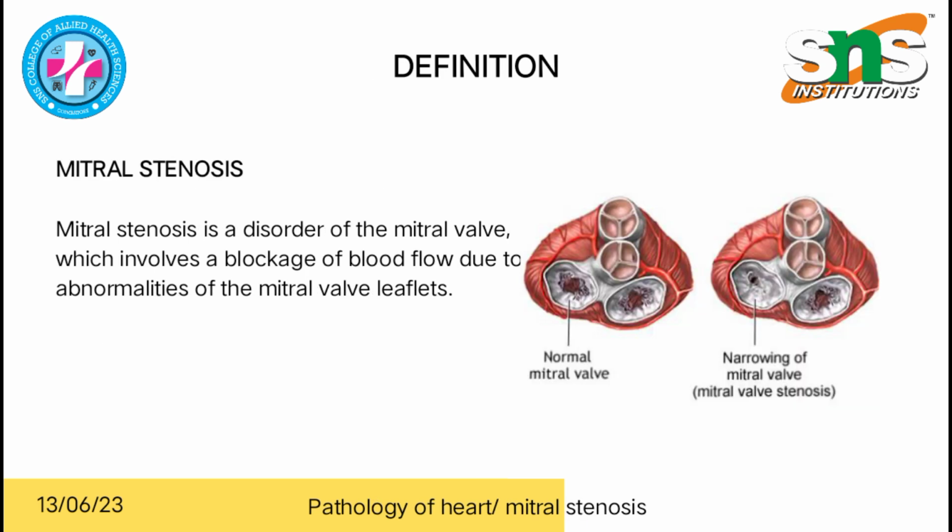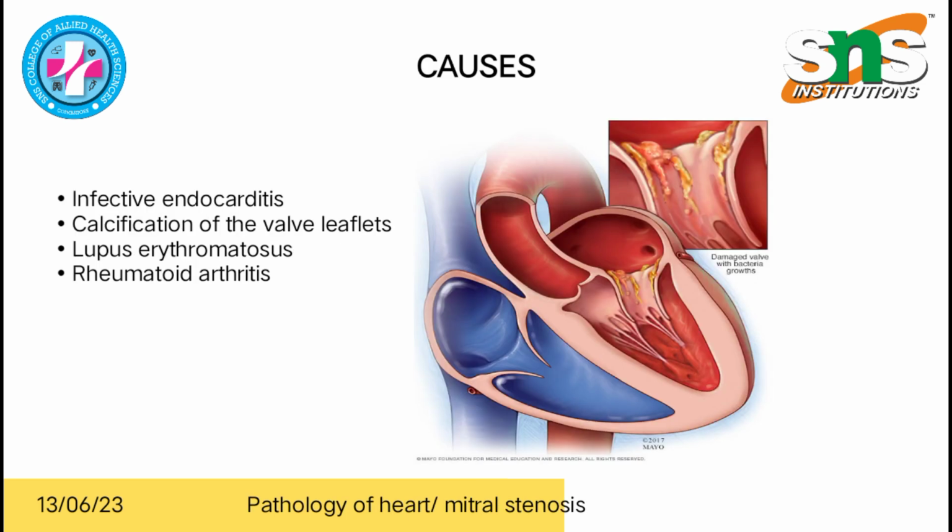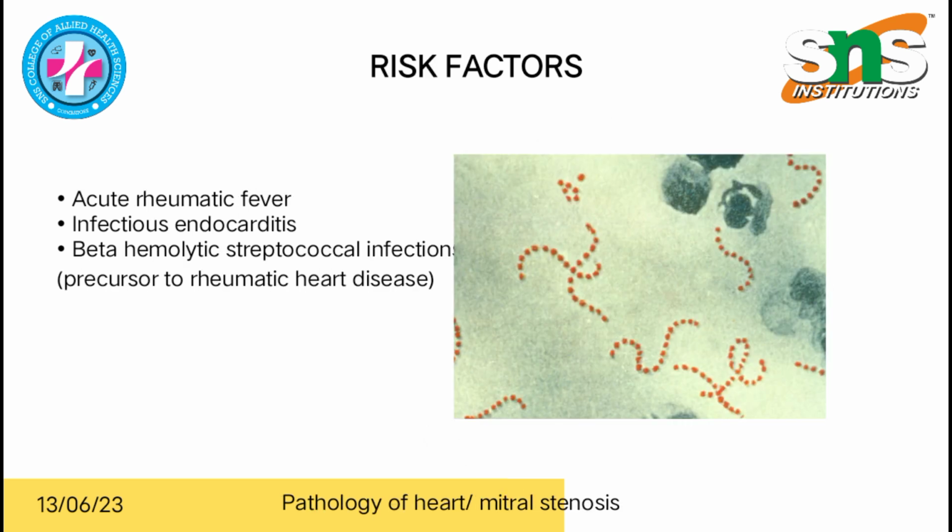Definition: Mitral stenosis is a disorder of the mitral valve which involves a blockage of blood flow due to abnormalities of the mitral valve leaflets. Causes: infective endocarditis, calcification of the valve leaflets, rheumatoid arthritis, lupus erythematosus. Risk factors: acute rheumatic fever, infective endocarditis, beta hemolytic streptococcal infections.